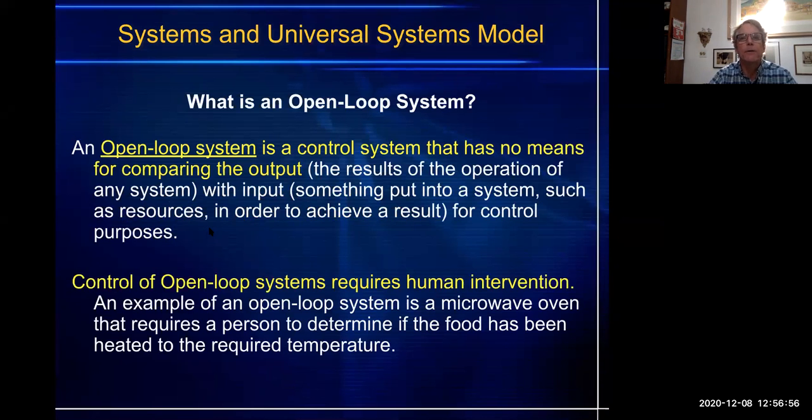I'm going to leave this open and ask, can anyone give me an idea of what an open loop system is? I'm guessing you haven't heard of this, so it's not surprising you don't know what it is. But I was just wondering if anyone could guess at what an open loop system might be. And you can cheat and read what's on the screen. What is an open loop system? Anyone?